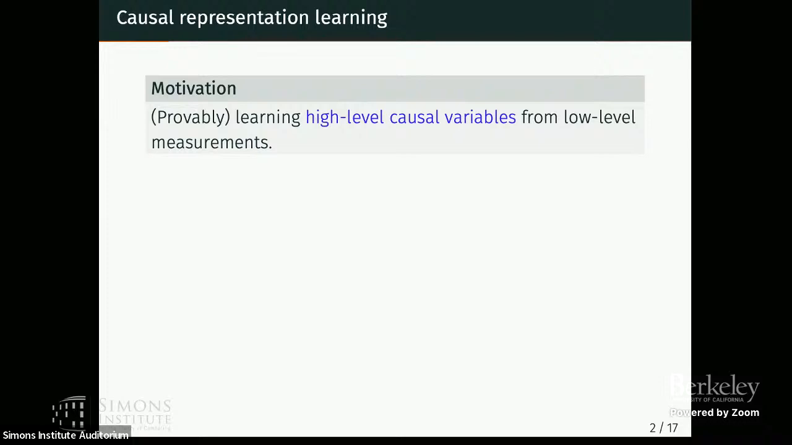But there are some high-level concepts, latent variables, that can be inferred from these pixels. And what's going on in that latent space might be of interest. I should emphasize here, the word provably is very important. There's been a lot of work on causal representation learning, and I'm going to particularly focus on proving things about identifiability and estimation of these models.